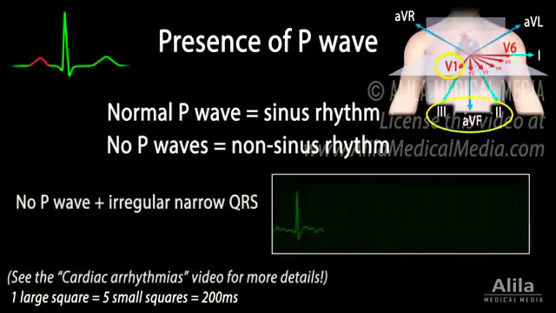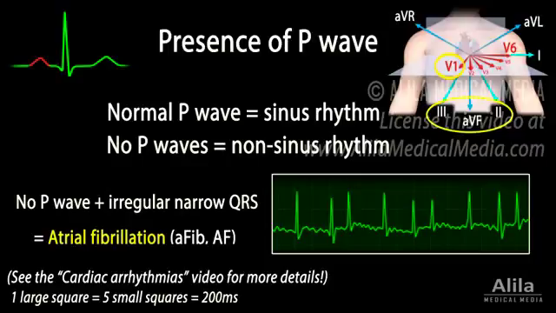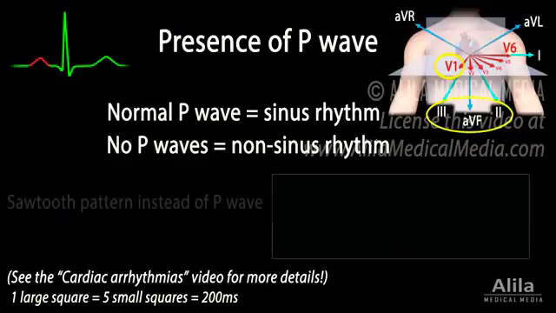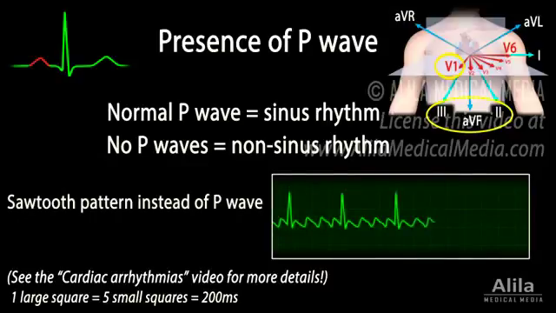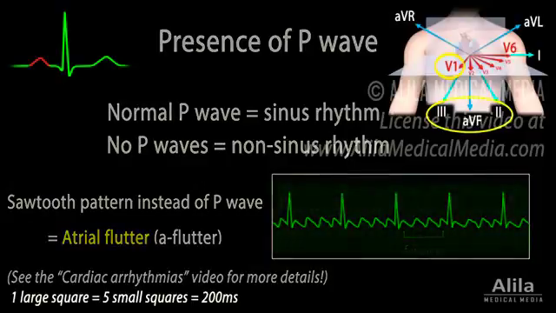Absence of P-waves and presence of irregular narrow QRS complexes are the hallmark of atrial fibrillation. The baseline may be undulating or totally flat. A sawtooth pattern instead of regular P-waves signifies atrial flutter. These are called flutter waves. The number of flutter waves preceding a QRS complex corresponds to the number of atrial contractions to one ventricular contraction.